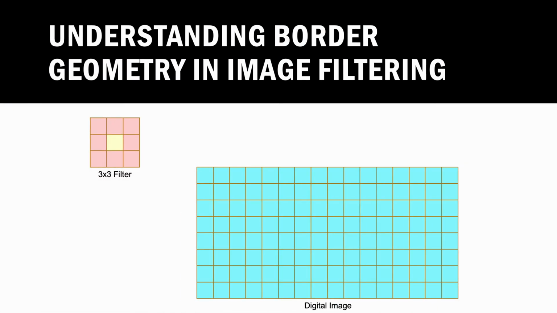In the previous unit, we introduced the concept of digital filter convolution. When applying a filter, the center of the filter aligns with each pixel in the image, covering a small region around it. Here, the red grid represents a 3 by 3 digital filter, and its center, shown in yellow, marks the pixel being processed. The blue grid below represents an 8 by 16 digital image.